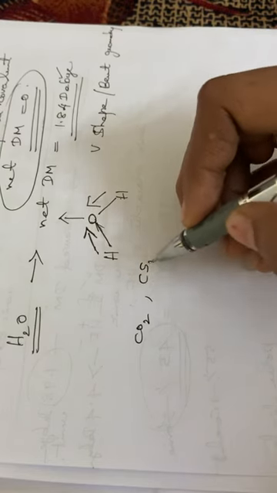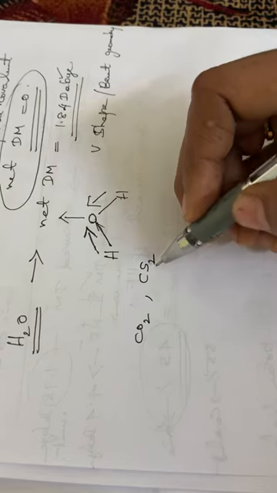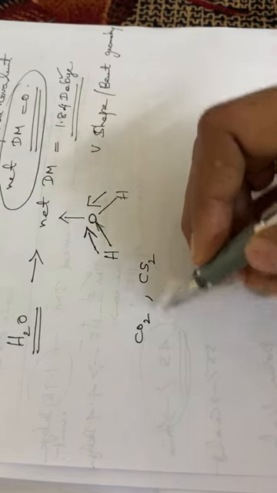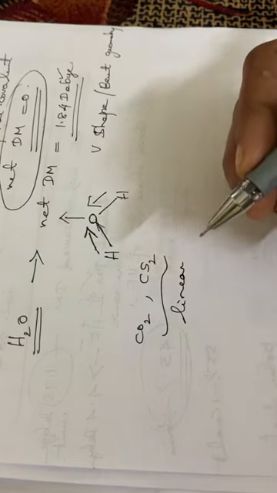Then some more examples. Carbon dioxide has a dipole moment of 0. Then for CS2 also, the molecule will have a dipole moment of 0, since it has a linear geometry. So both of these have linear geometries, so the dipole moment will be 0.